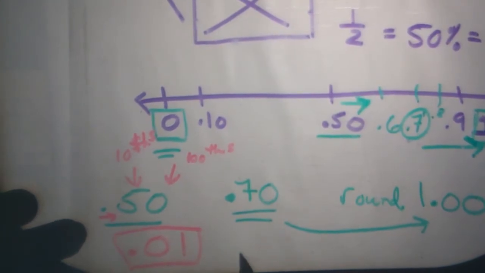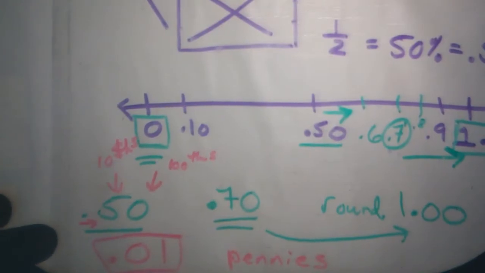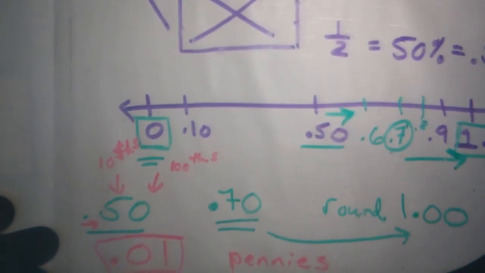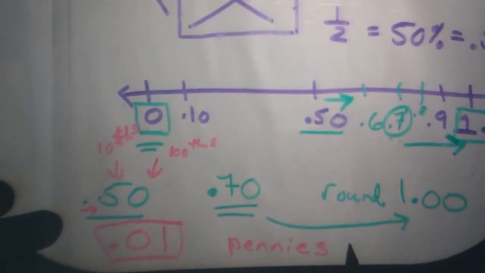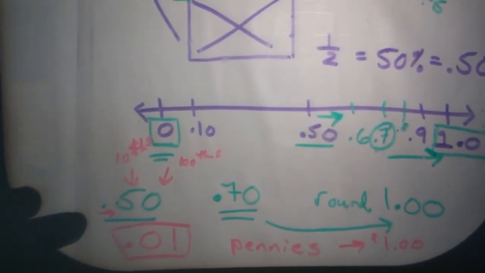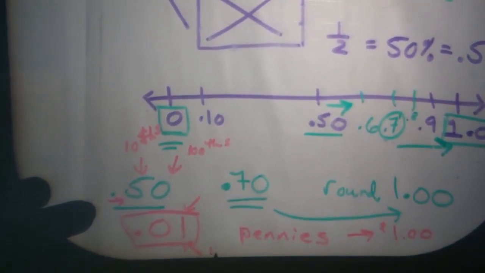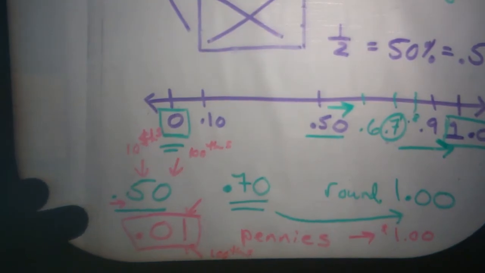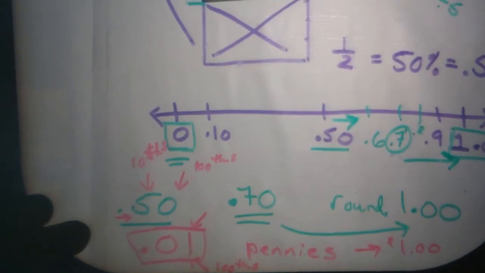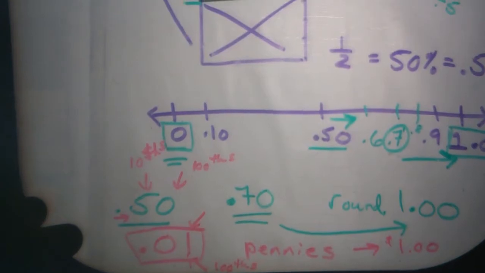this would be 1 penny. That's in the pennies right here. So how many pennies does it take to make $1? 100 pennies. This here is the 100ths place value. So 100ths, 1 out of 100 pennies equals 1 whole.